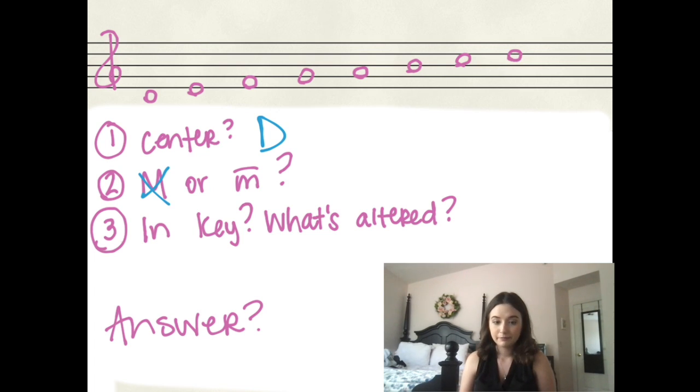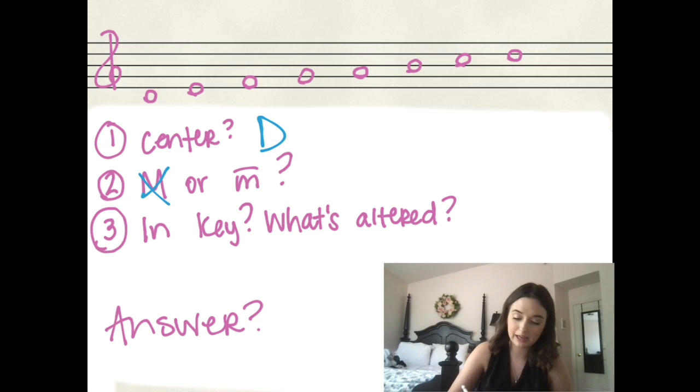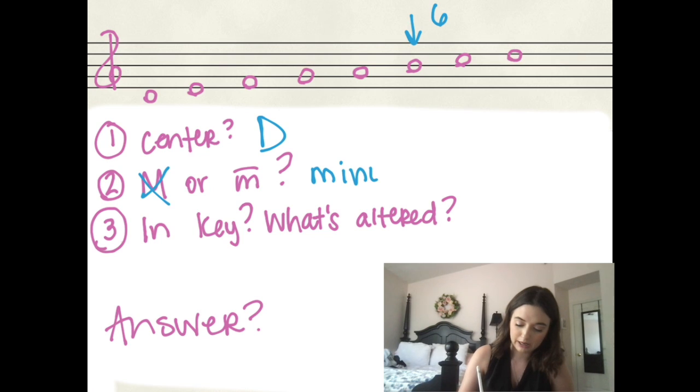No, we do not. So now we say, okay, if B flat was there, what scale degree is that? That is scale degree 6. So first of all, let's answer this question. We are in a minor-ish key.